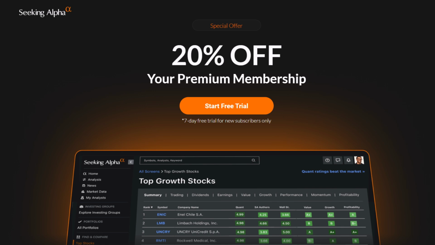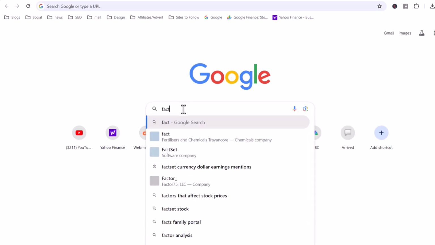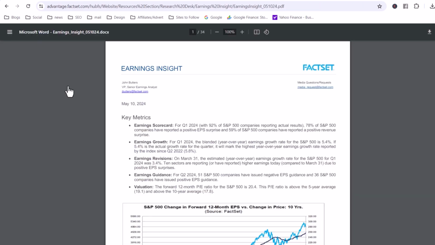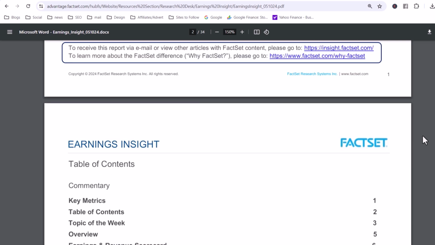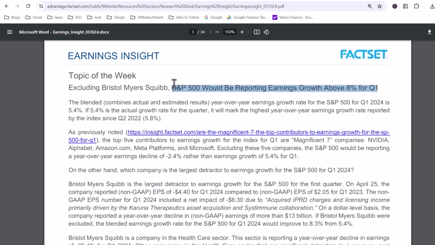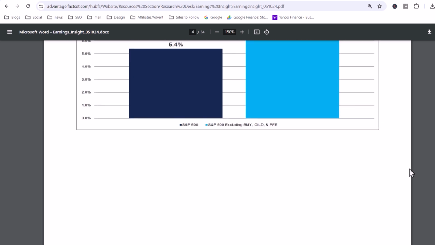Here's another investing resource I use every week, but usually behind the scenes for research, the FactSet Earnings Insight Report. Now you can find this by typing FactSet Earnings Insight into Google, and the most recent week's report will usually be the first result. This is a solid report on up-to-date earnings for companies in the S&P 500, that broad stock market index. The focus is always on current or upcoming earnings, but you'll also find the bigger picture topics and analysis.